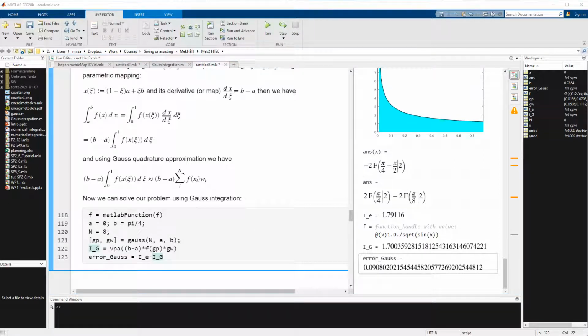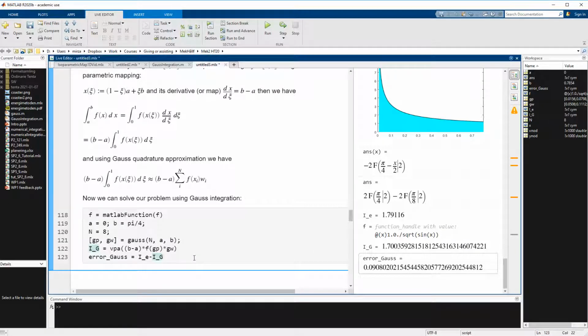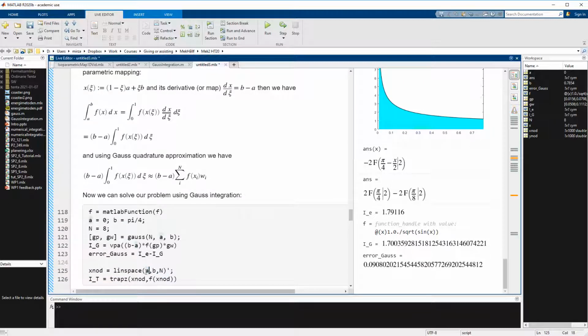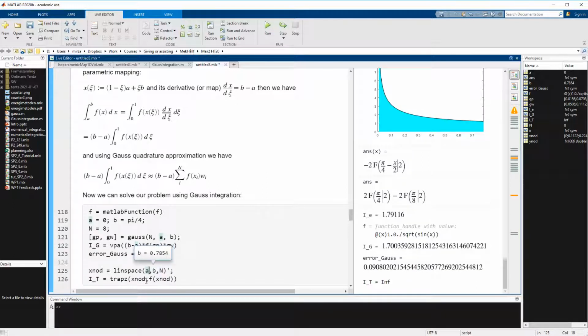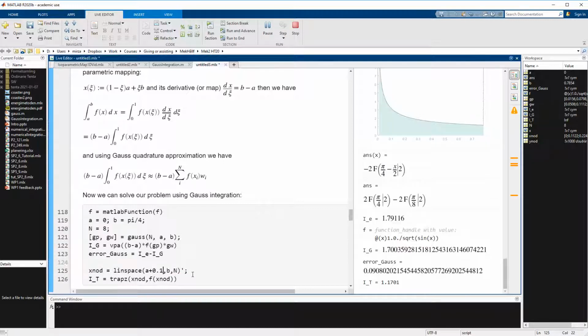But if I try to do this using trapz, I will fail miserably because I cannot go from 0 here. A is 0, so I will get division by 0 here, and then this of course will be just infinite. So I need to do something else. I need to truncate this a little bit. So how much? 0.1. Okay, yeah, I'm sort of far away.